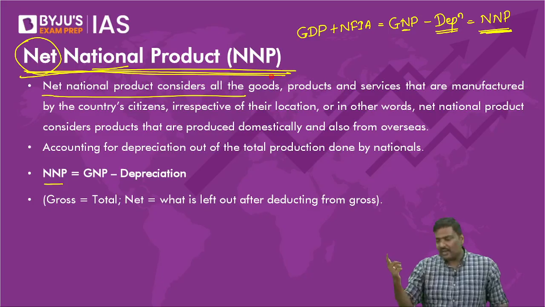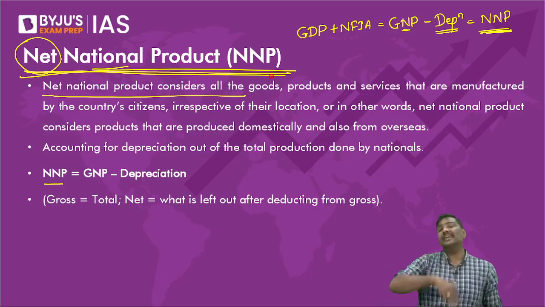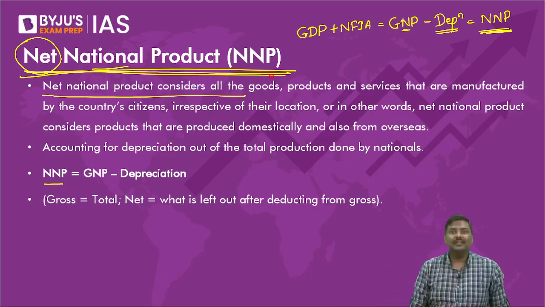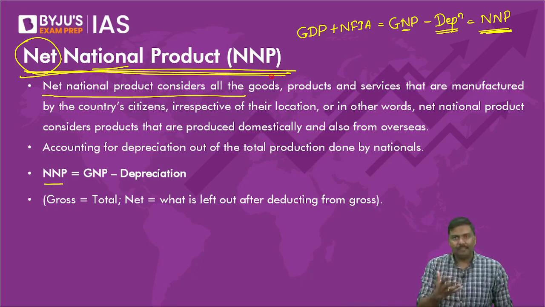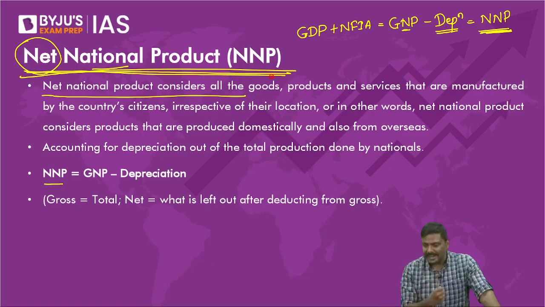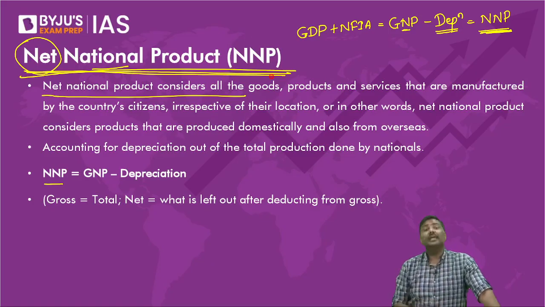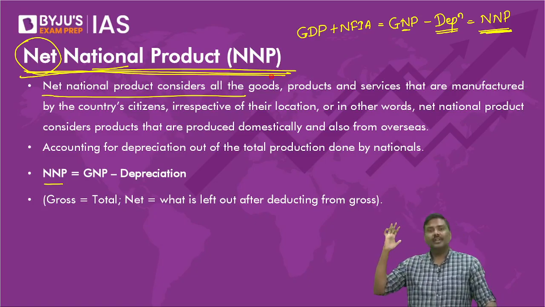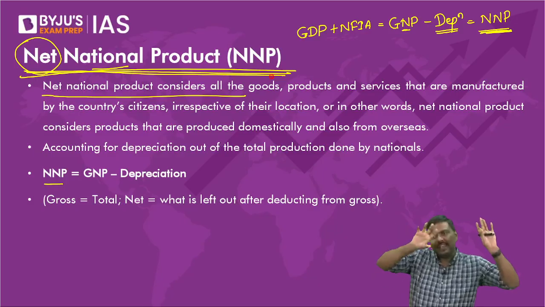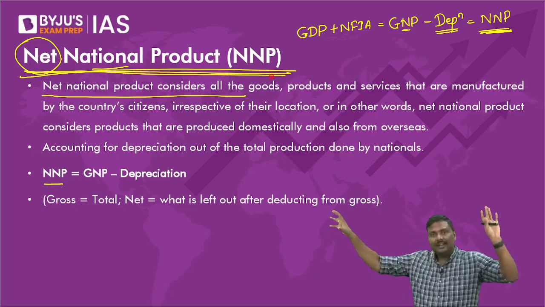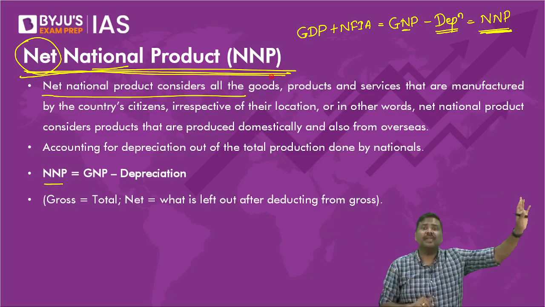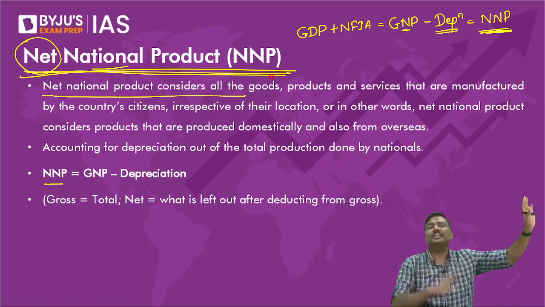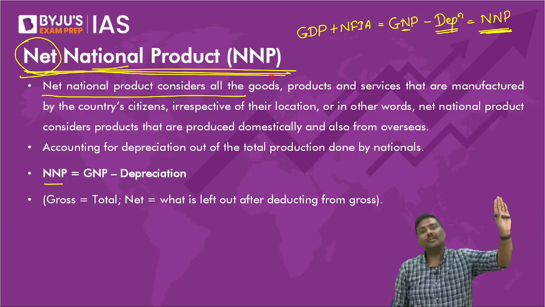Now, is it okay if I say NNP is a much better indicator compared to GDP? Think of it. NNP is a much better indicator compared to GDP, even GNP, even NDP. If you want to write them in order of improvement in quality, you can simply write starting with GDP. GDP doesn't give you quality data. That's the reason we calculated GNP.